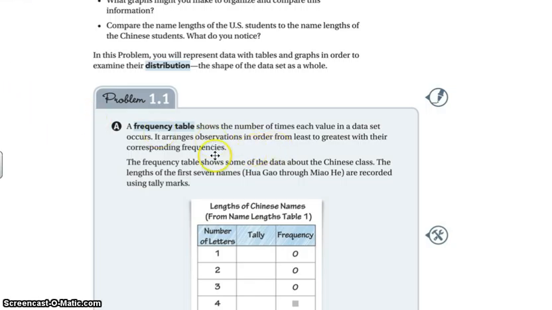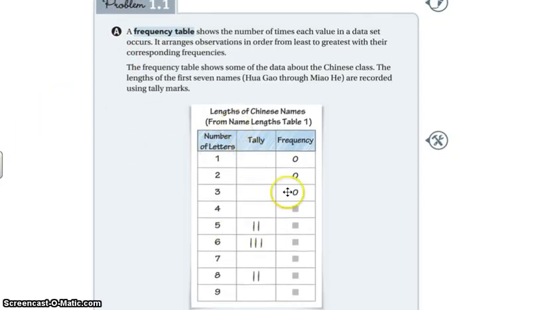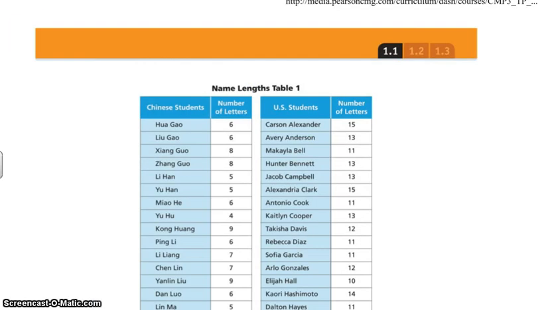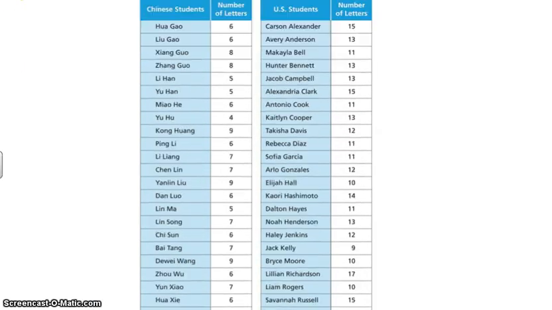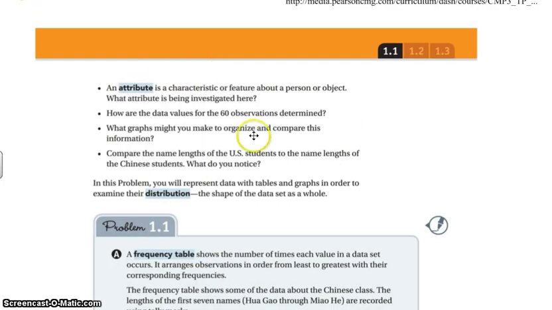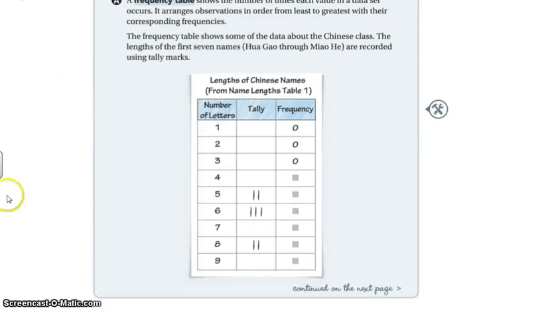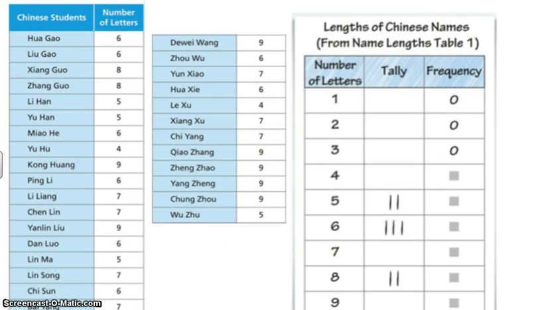A frequency table shows the number of times each value in a data set occurs, and it arranges the observations in order from least to greatest and the number of times they occur, or the frequency of their occurrence. This frequency table shows the first 7 names for the Chinese list from that long chart I showed you. They simply put a tally mark in each one, so we are going to go ahead and make the table.